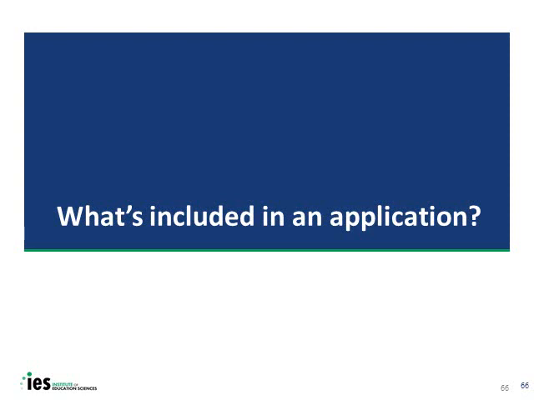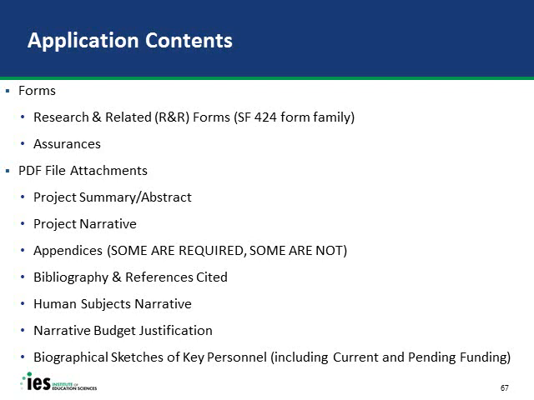Now let's turn to the content of an application. An application consists of forms, the SF424 Research and Related or R&R form family, and PDF files with the substantive content of your application that are attached to the forms. This substantive content includes a project abstract, a project narrative, several appendices, some of which are required, some optional, a reference list, a human subjects narrative, and bio sketches for key personnel.